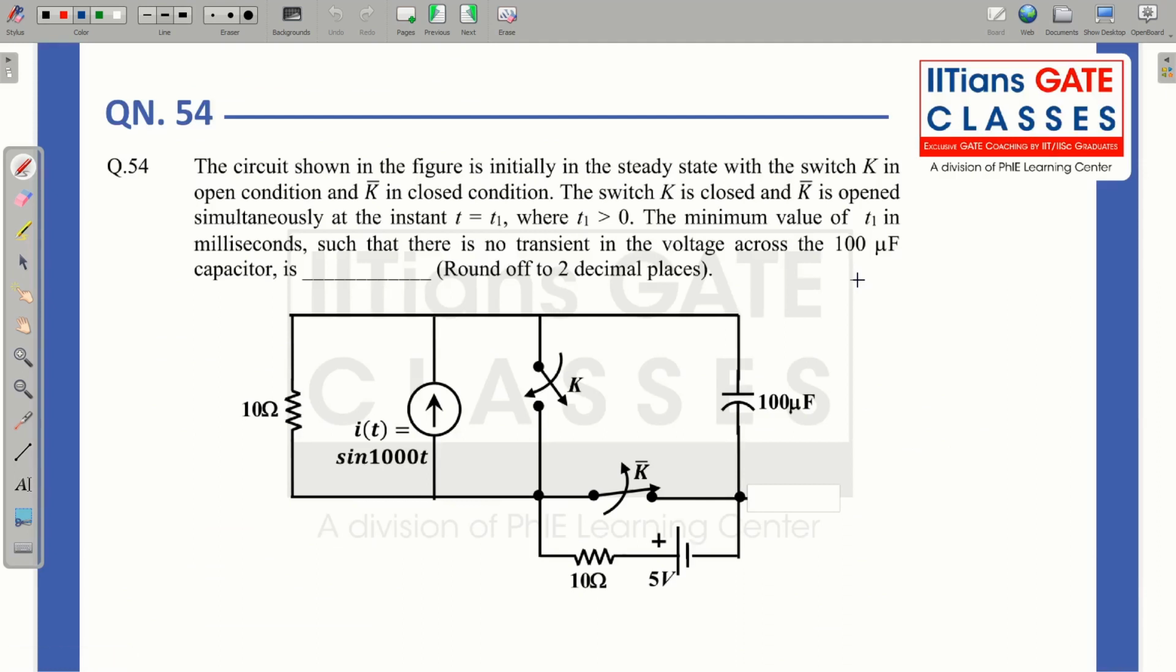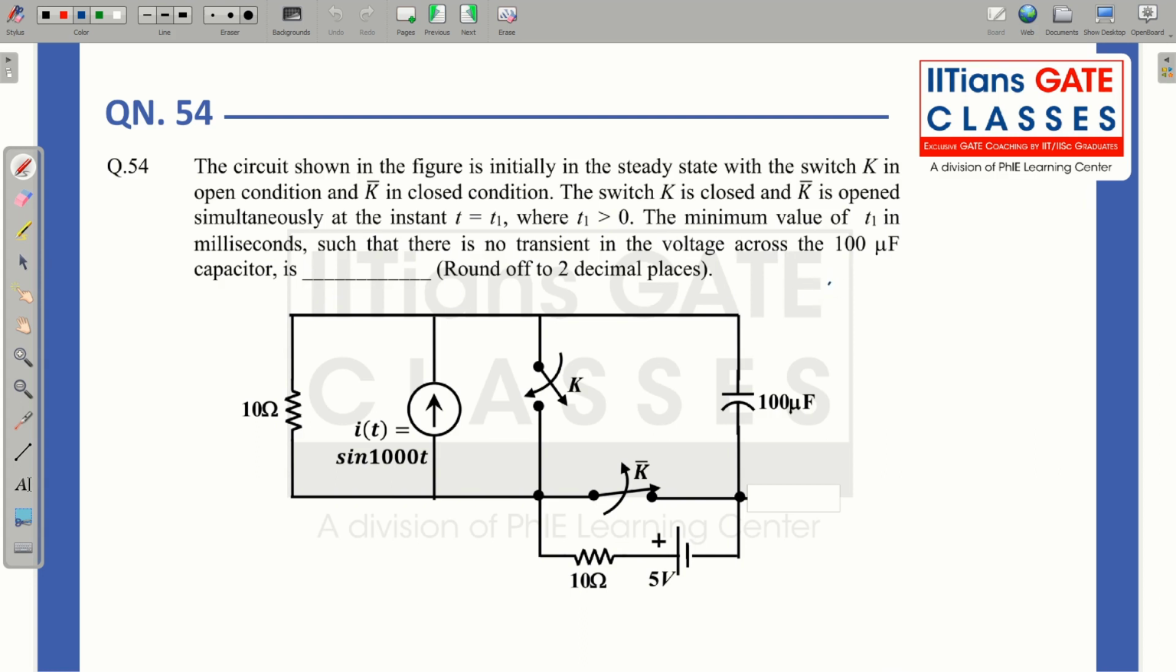In the next question that we have, the circuit shown in the figure is initially in the steady state with the switch K in open condition. So initially the switch K is in open condition and K bar in closed condition. So this is your K bar and this is K. The switch K is closed and K bar is opened simultaneously at the instant t equal to t1, where t1 is greater than 0. The minimum value of t1 in milliseconds such that there is no transient in the voltage across the 100 microfarad capacitor is.